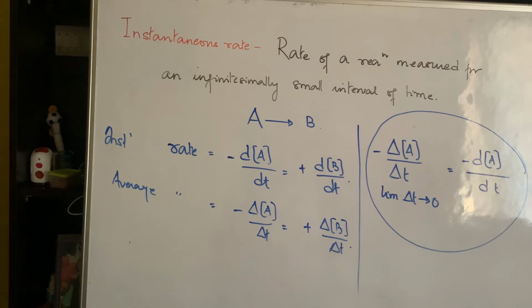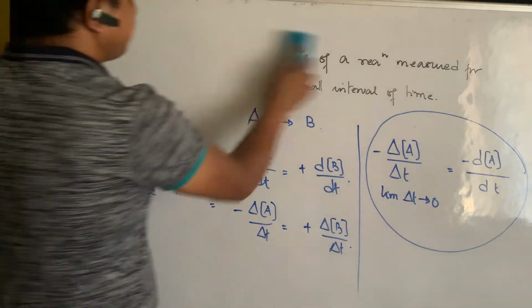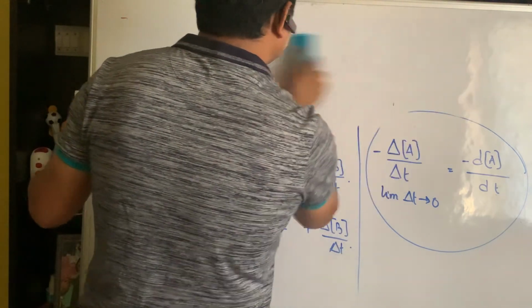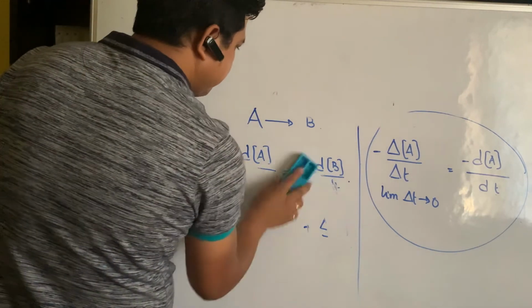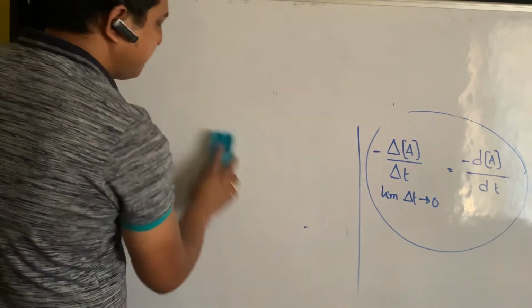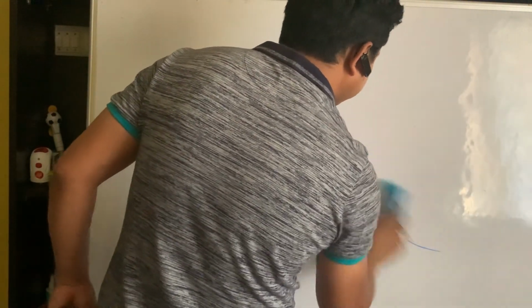Okay. So how are you going to calculate the instantaneous rate of a reaction graphically? What is the graphical process? What is the graphical method? Okay, so once more.